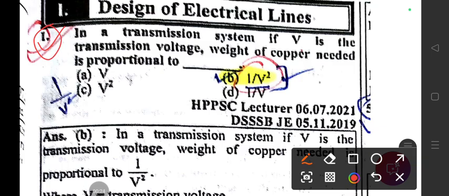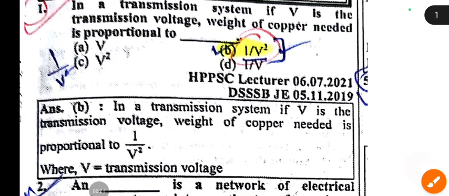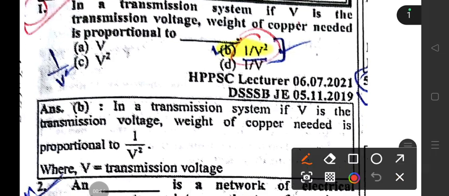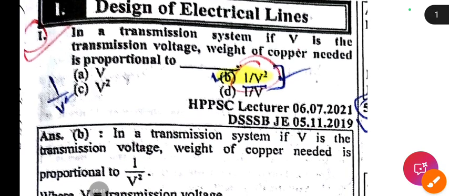In a transmission system, if V is the transmission voltage, the weight of copper needed is proportional to what? That is the basic question over here. Our answer is 1 by V square. You know that V is the transmission voltage, and the weight of copper needed is proportional to 1 by V square.